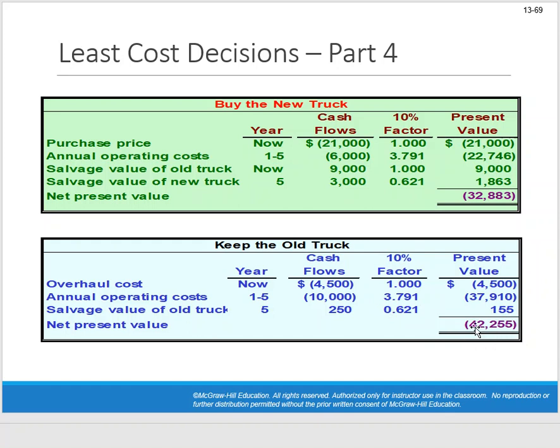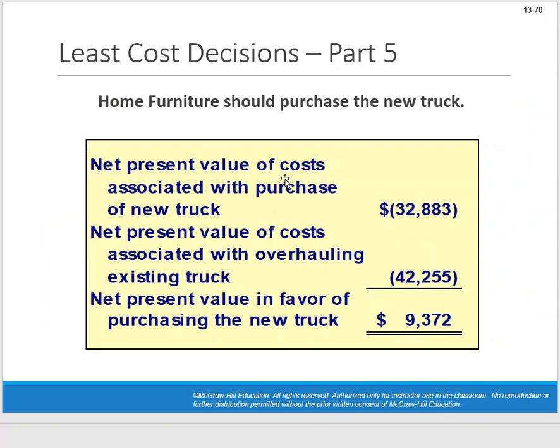So based on this, we should be in favor of buying the new truck, which to me sounds like a good deal. But what if you don't have cash on hand to buy a new truck? $21,000 minus 9, we have to have $12,000 to buy the new truck now. If you don't have $12,000, then that's off the table. So then overhauling the old truck looks good for only $4,500. So comparing it, the NPV in favor of purchasing the new truck would be $9,372.